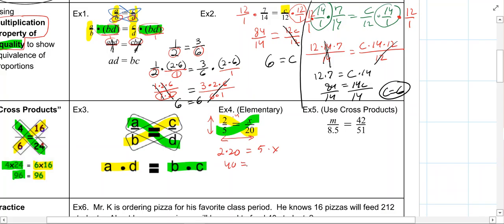This is 40 is equal to 5x. Then all you have to do is use the property of equality, divide both sides by 5, and you get x is 8.